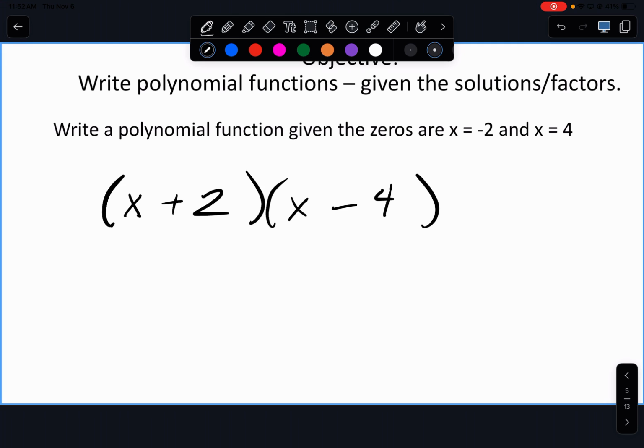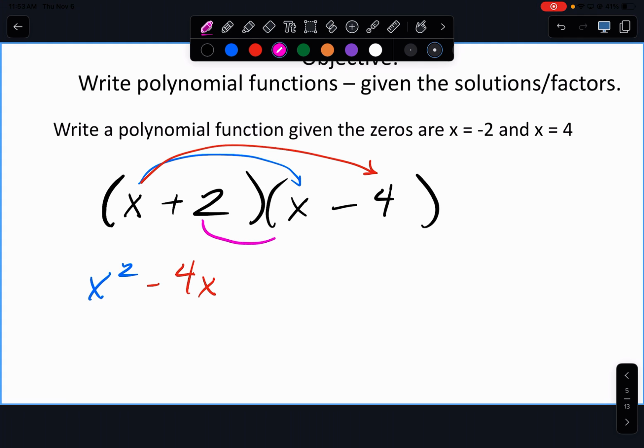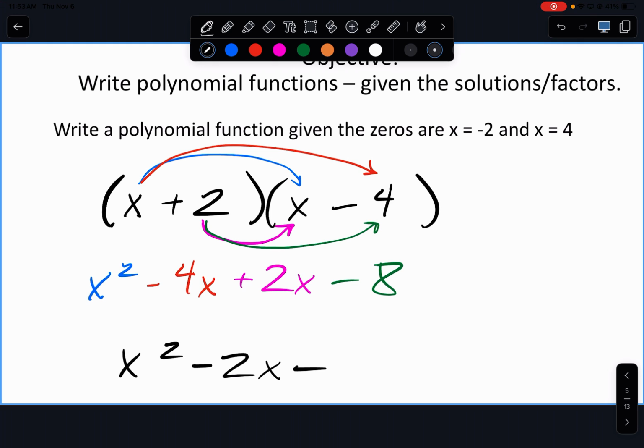Now, again, we're working backwards, right? So how would I turn this into a polynomial? We have to FOIL. X times x, x squared, x times -4, -4x. 2 times x is positive 2x. 2 times -4 is -8. Then we combine like terms. X squared minus 2x minus 8.